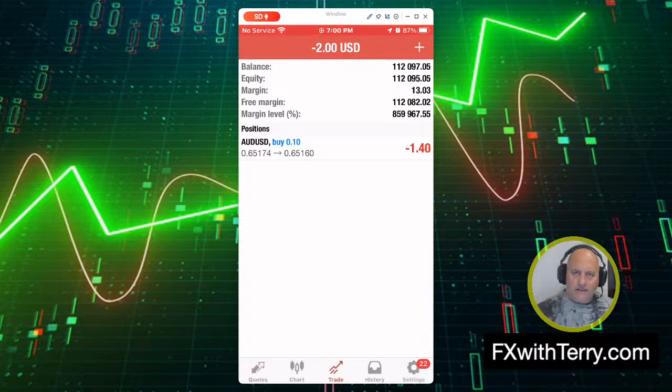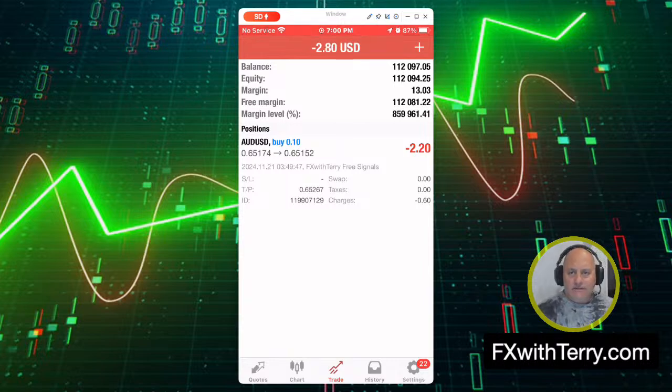I already launched the free signal trade. You can see it here on the screen. AUD USD buy. I believe this is going to back out a little bit farther and not go straight to take profit. But the take profit is 0.65267. So enter a buy AUD USD at whatever lot size works for your account. 0.65267. Keep updated with this trade because I believe the system may add some more.